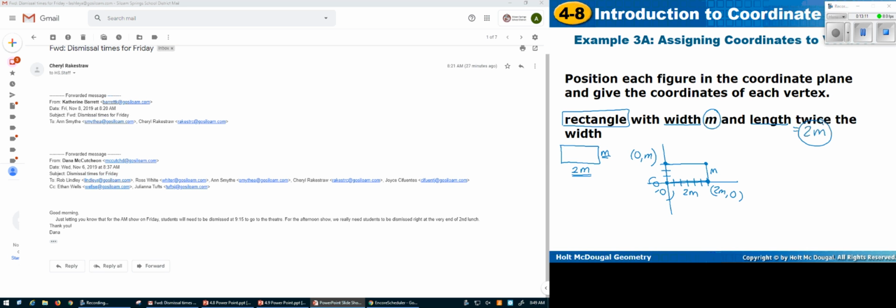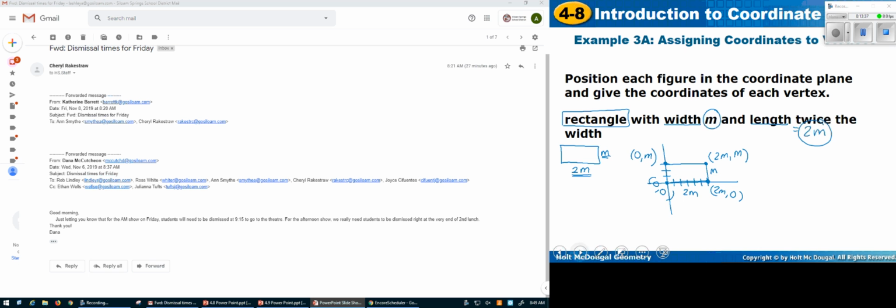And then what is that going to make this point over here in the far right? Careful, we went right how far? 2M, but we went up how far? M. So it should be 2M, M. Is that making sense? Questions? Okay, so to me that's the hardest part of this, is just making sure you can do it with the variables. Other than that, it should be pretty easy.